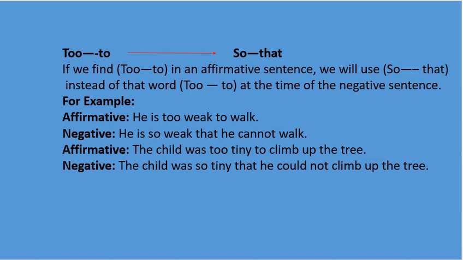Affirmative: The child was too tiny to climb up the tree. Negative: The child was so tiny that he could not climb up the tree.